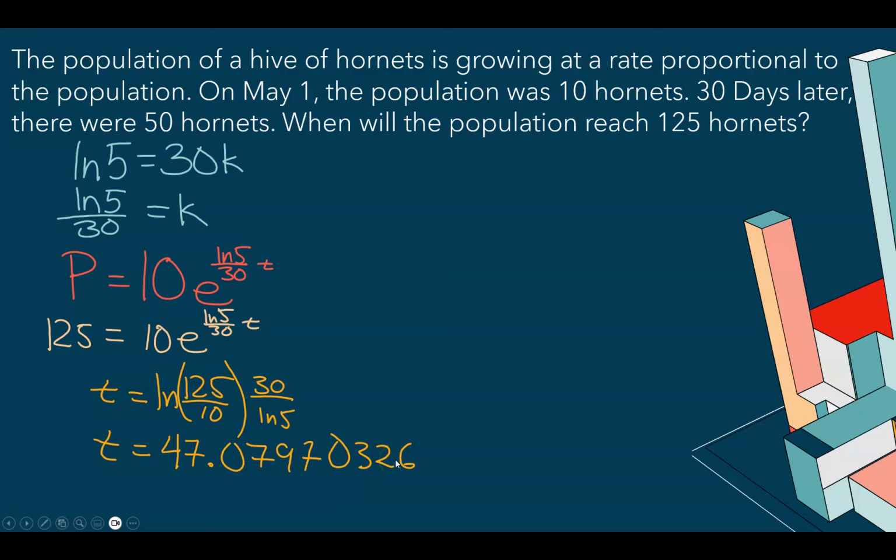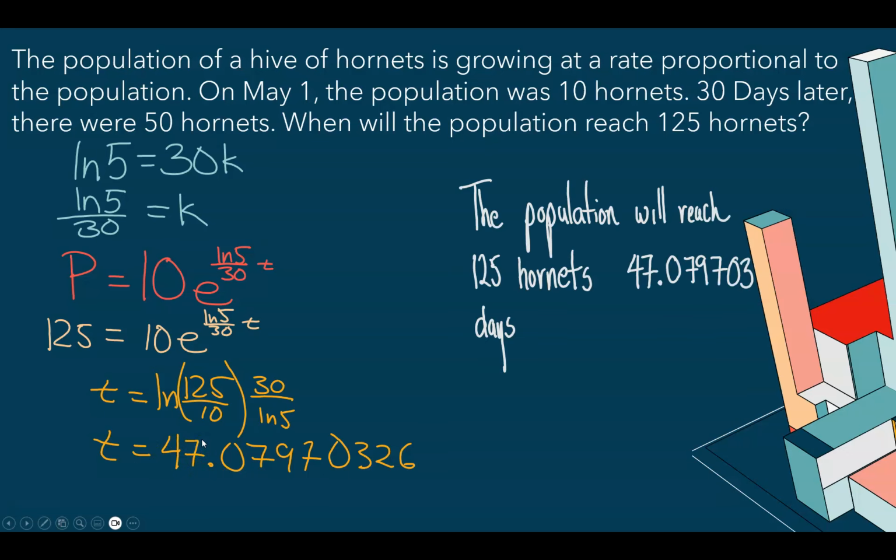47.07970326. Now realize that's a great number, but it's not really an answer to the question, when will the population reach 125 hornets? And so what you have to realize is, oh, that's a time, that's 47 days. So the population will reach 125 hornets, and it doesn't say to round to the nearest day or something like that, like the AP test normally does, so let's just leave the decimal in there.